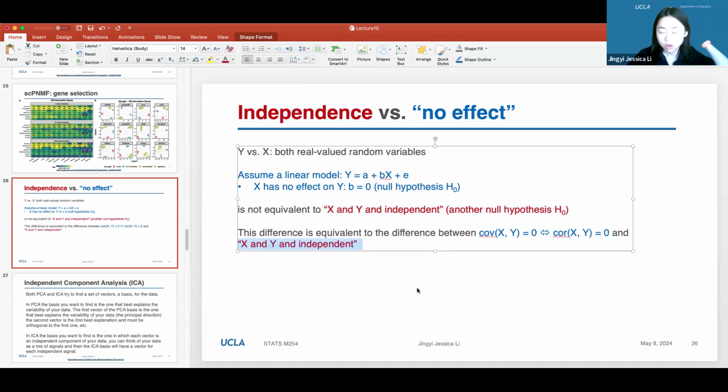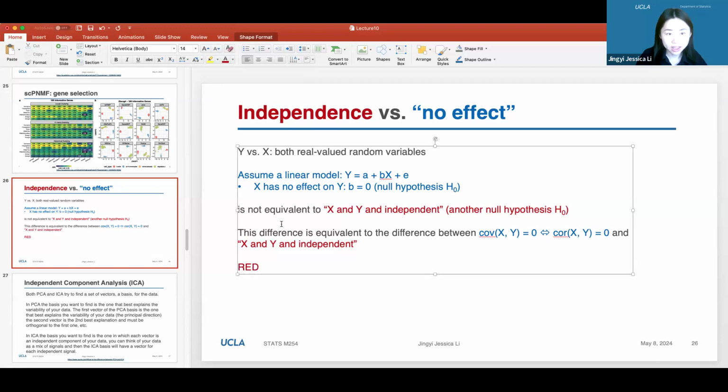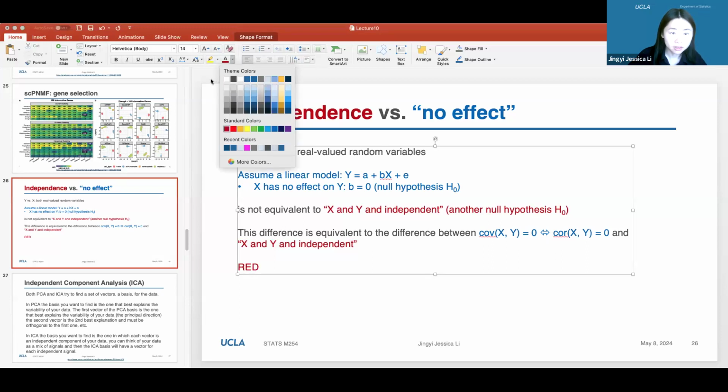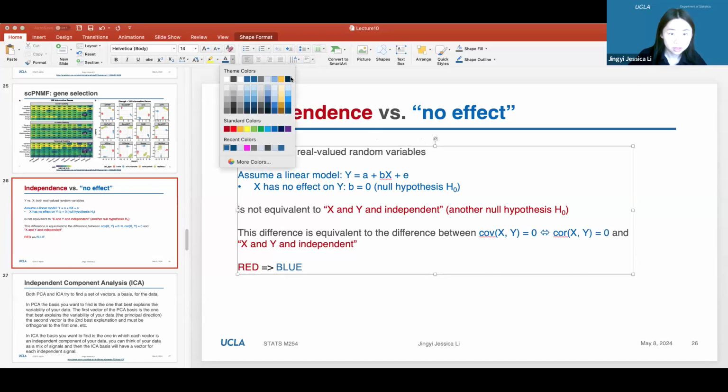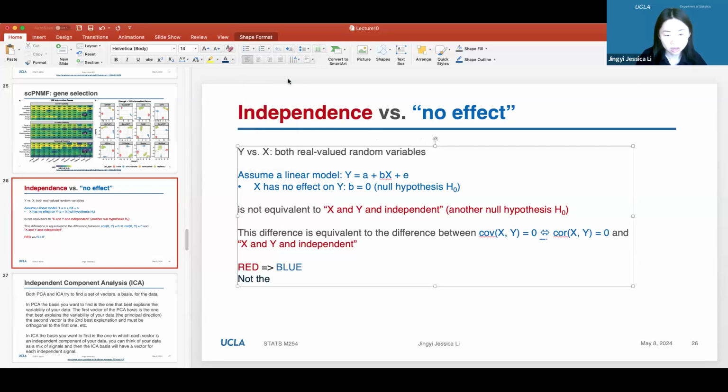Okay, so what really happens is, if I just go to one more line, the red statements do imply the blue statements. The blue statements are weaker, but not the other way around. The other way is wrong. So you cannot say no effect implies independence. That's the thing I want to clarify.